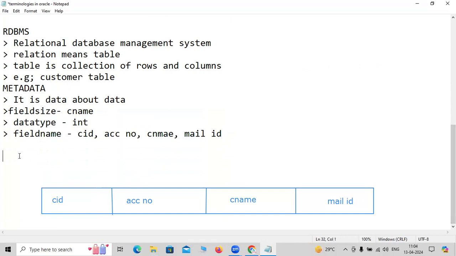Now, next we will see. So, Oracle is a relational database management software. Okay, so Oracle DB software is used to create and maintain database in the form of tables.